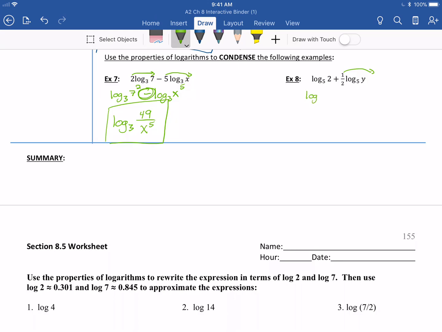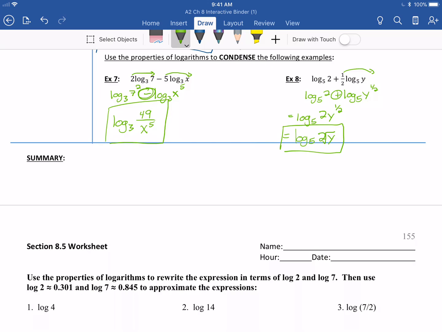So now I have log base 5 of 2 plus log base 5 of y to the 1/2 power. All right, and now this plus means that I can bring these guys together and multiply them. So this is 2y to the 1/2 power. And if you want to go one more step here, you can go log base 5 of 2 times the square root of y, because that y to the 1/2 power is the same thing as the square root of y. All right, awesome. So there is example number 7 and 8.